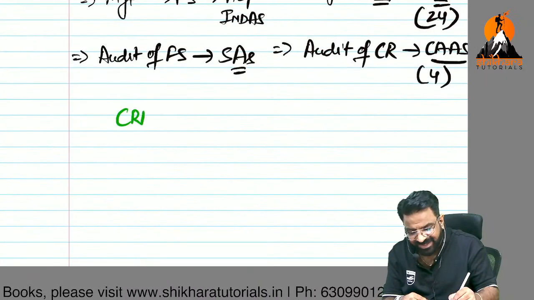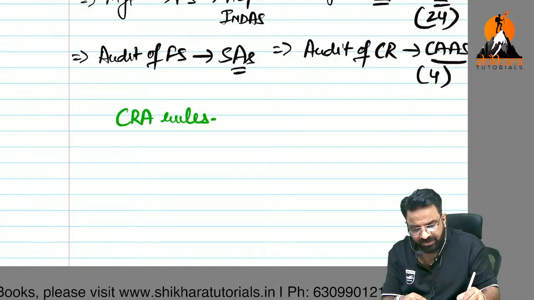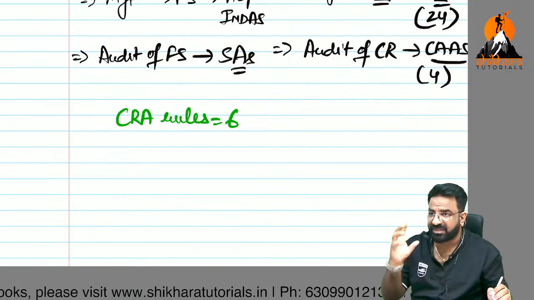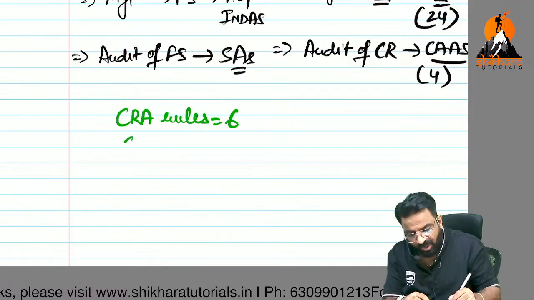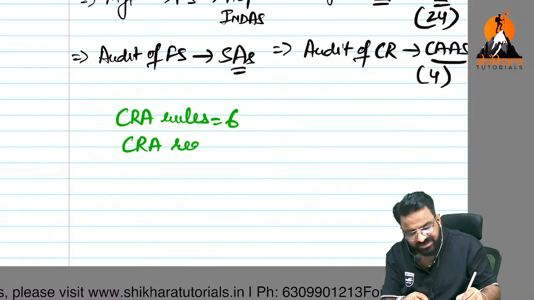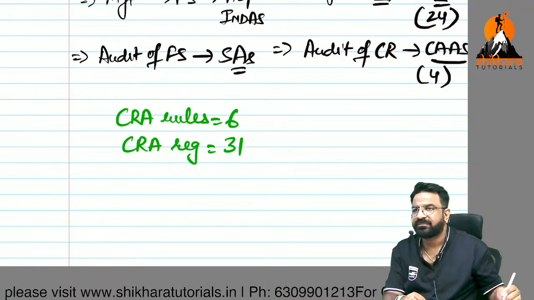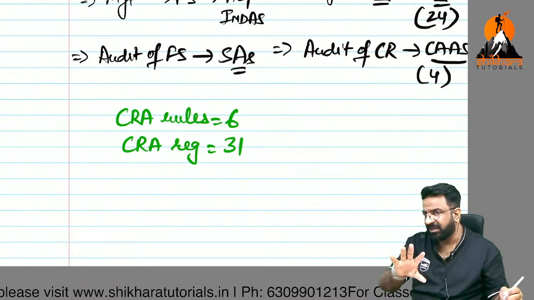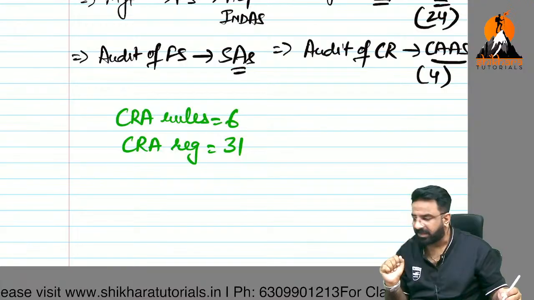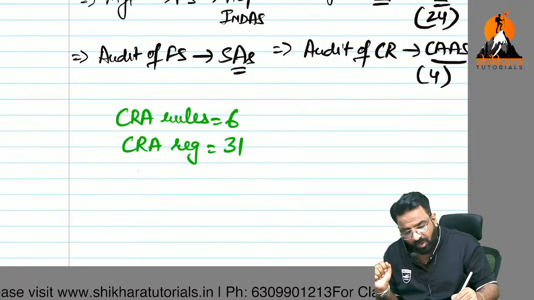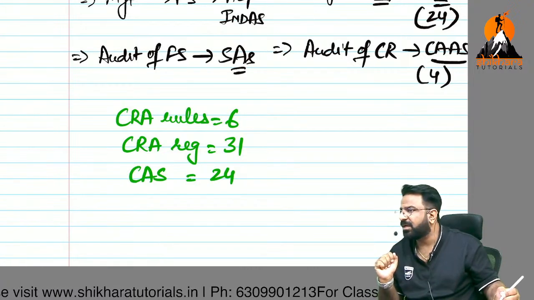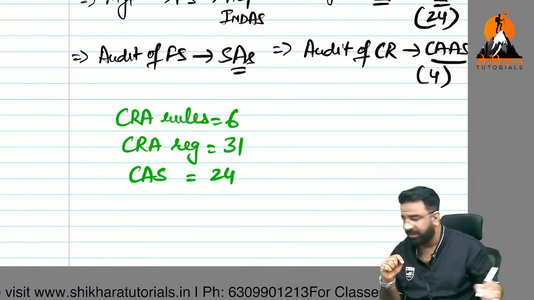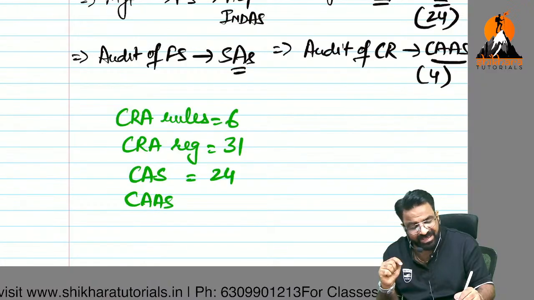How many CRA rules are there? There are 6 CRA rules. Remember, these are the facts you have to remember. How many CRA registers are there? 31. We call it 30, but in reality there are 31. Then how many CAS are there? 24. How many cost accounting standards are there? 24.